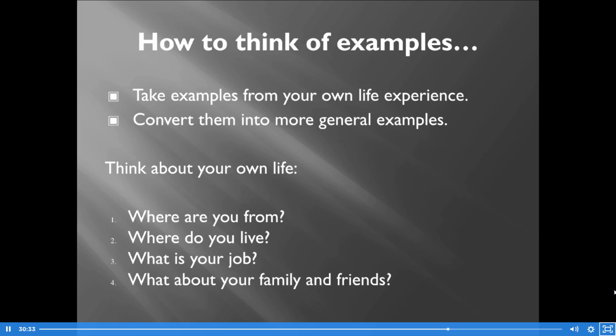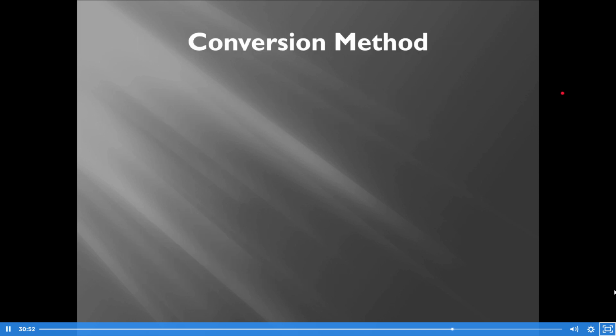So by using your own life experience, you can generate multiple different examples, but you're not going to just think of an example and use it immediately. If it is a very personal example, what you need to do is convert it into a more general one. And this is the conversion method for thinking of examples.